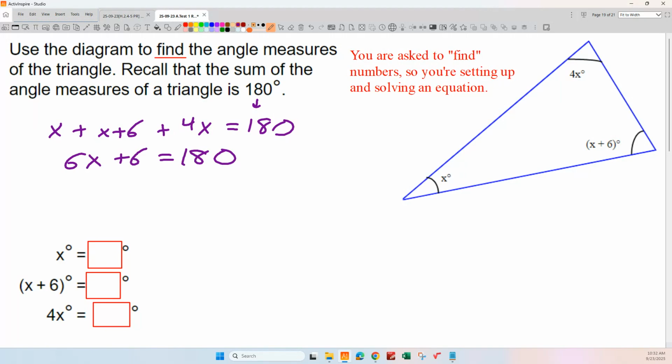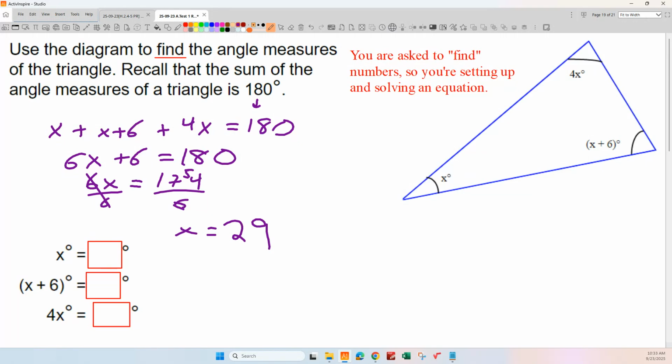What would my last 2 steps in order be to solve for x? Subtract 6 and then divide by 6. Good. So 6x would equal 174. If I divide by 6, that's going to give me x equals, well, 6 goes into 17 how many times? Twice, with how many left over? 5. 6 goes into 54 how many times? 9. So x equals 29.